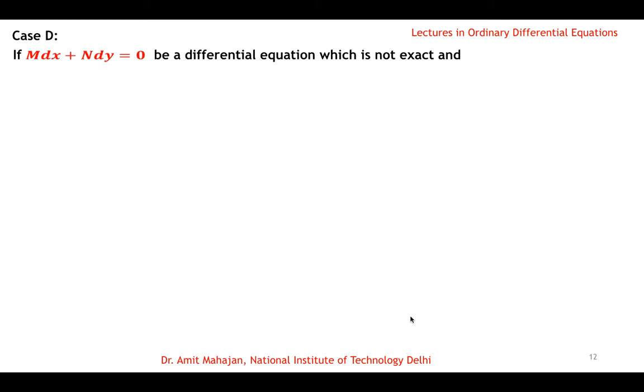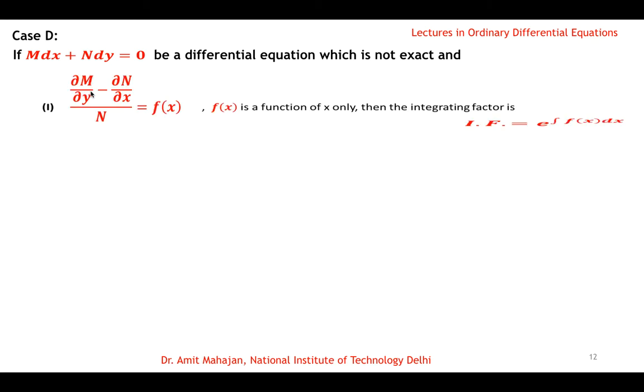The case number 4 is that if the given differential equation M dx plus N dy is equal to 0 is not exact, that means M derivative of y is not equal to N derivative of x. And if M derivative of y is not equal to N derivative x, but their difference divided by N is a function of x only, okay, a function of x only, then the integrating factor can be calculated as e raised to the power integral f(x) dx.